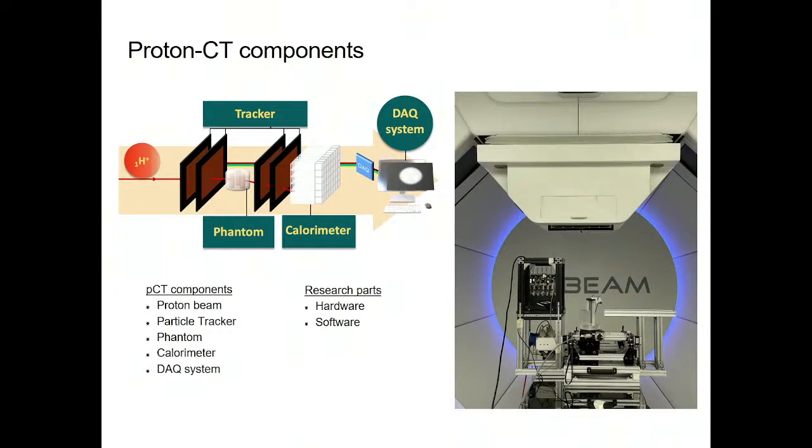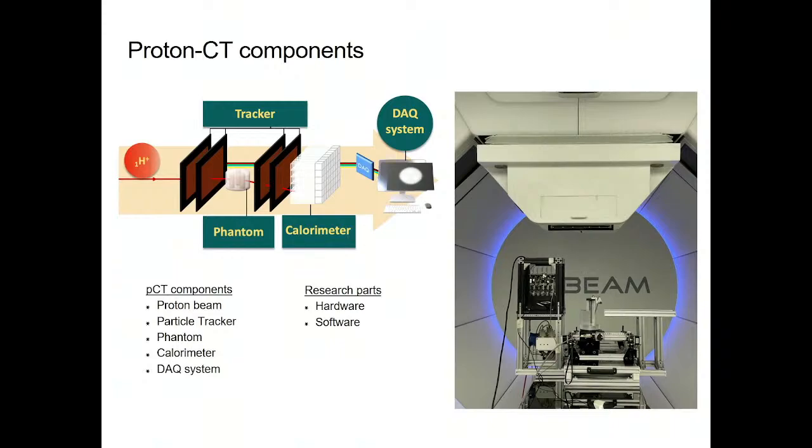What are the components of the proton CT? First thing you need is, of course, the proton beam, which we luckily have at KCMH. The next thing is you probably need a tracker. We should track the incoming proton, and then a phantom as the representative of the patient, and then another tracker to track the proton after scattering from the phantom.